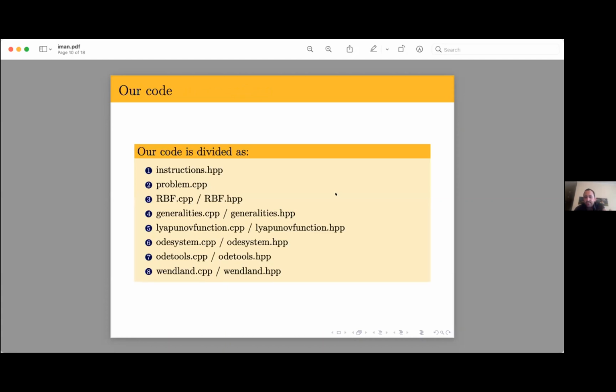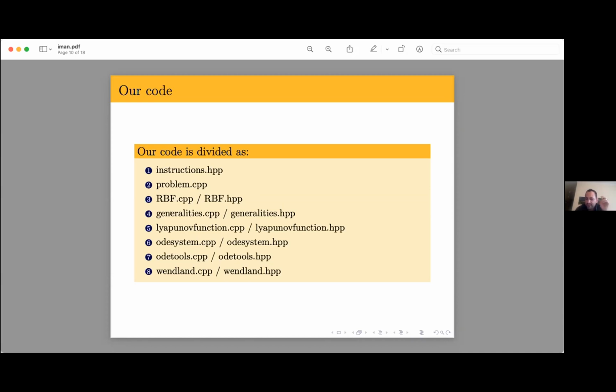Now, the code is divided very simply. Basically, one could say that every different file is a different class. So you have the instructions header, that's where all the input from the user comes. And then the problem CPP, that's what the main function is. And then the RBF, that means the matrix, the collocation, the grids, that comes in the RBF class, which would be the CPP and the corresponding header.